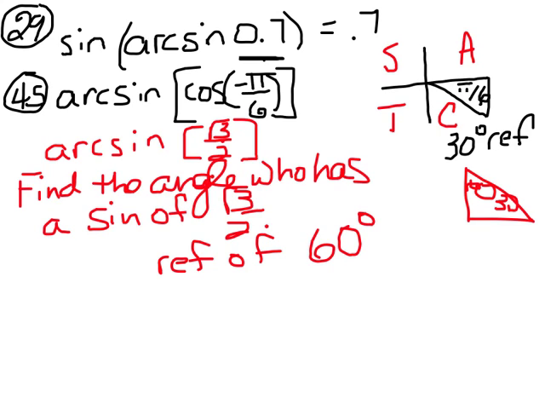And since it's... here's what I was doing. I was getting some of these things backwards. When we have cosine of something, it's asking us to find the ratio of the sides, right?